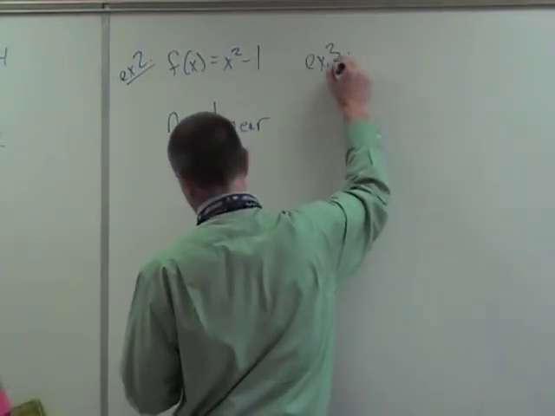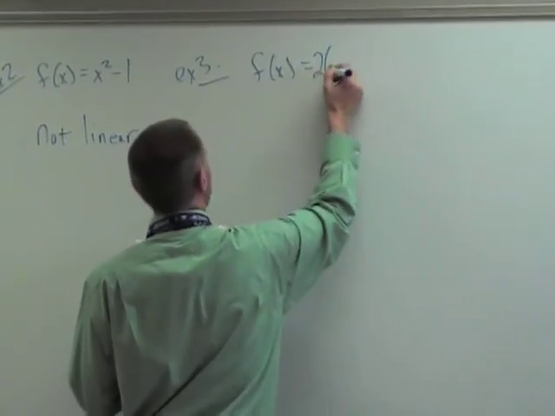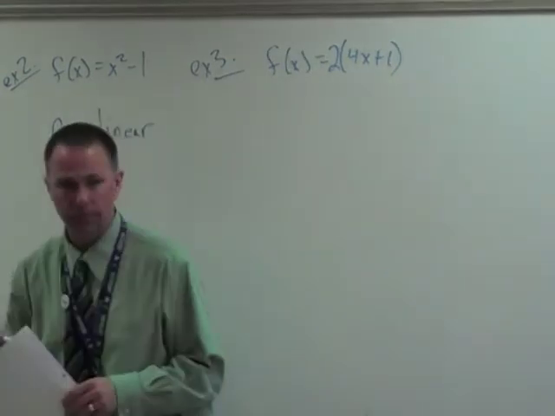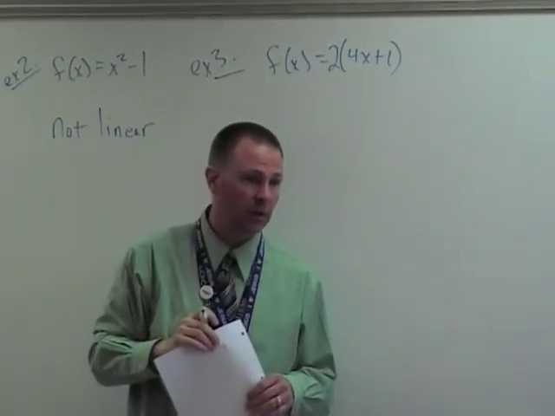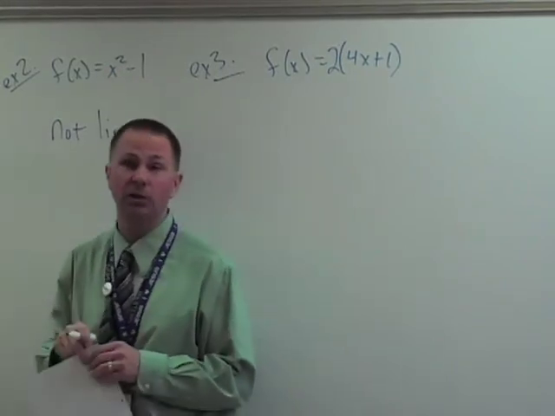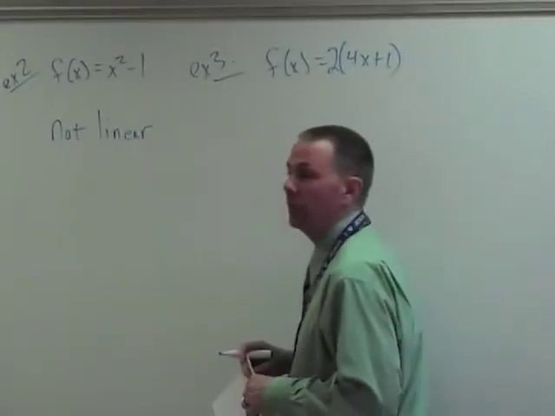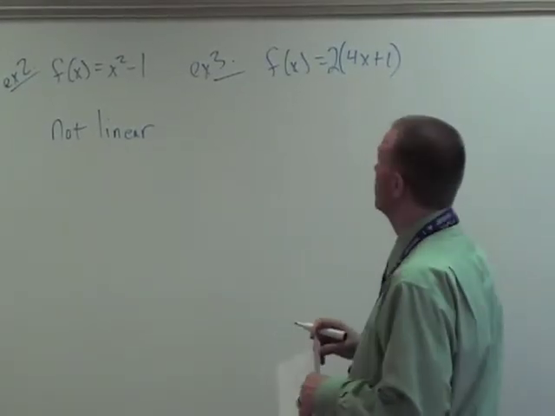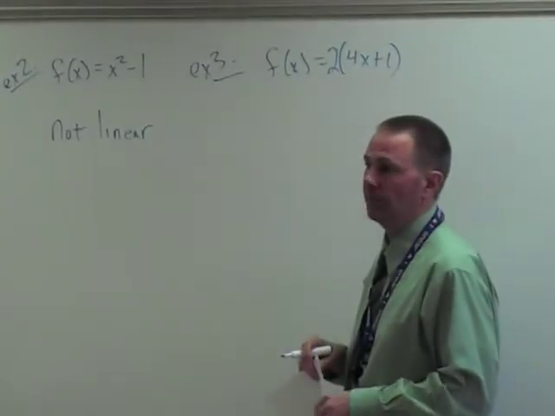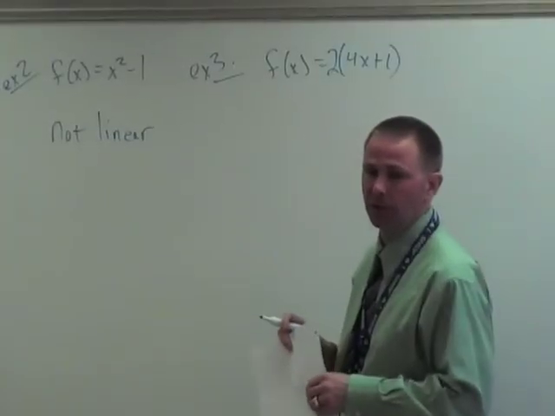Example 3. So is that just the answer? Yep. f of x equals 2 times the quantity 4x plus 1. Is it linear? It does not have a degree higher than 1. Yes, it's linear. Now put it in slope-intercept form. f of x is by itself, which it is, but you gotta finish it. Put it in slope-intercept form, tell me the slope and the y-intercept.